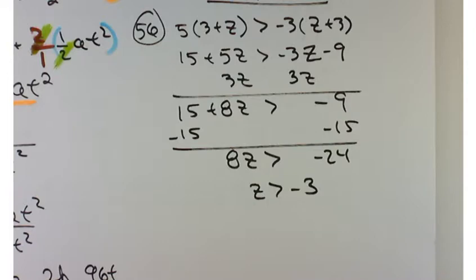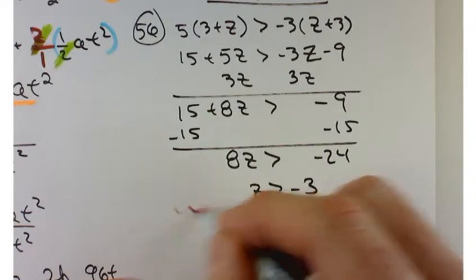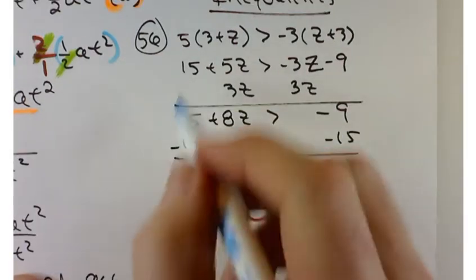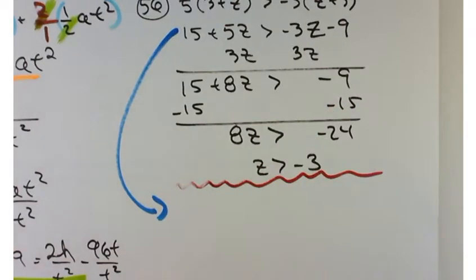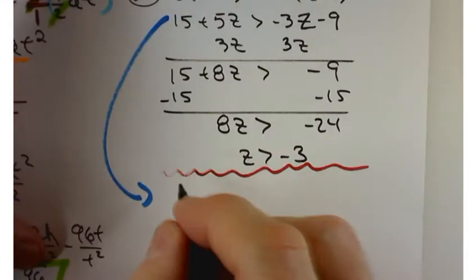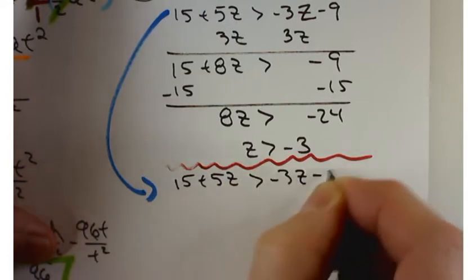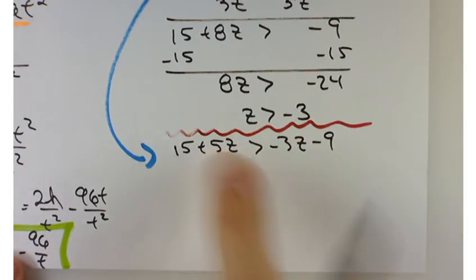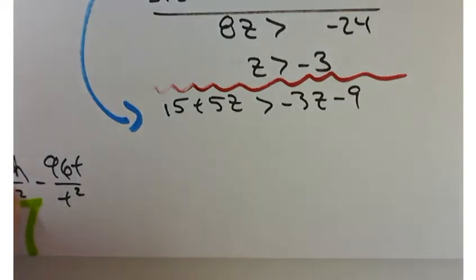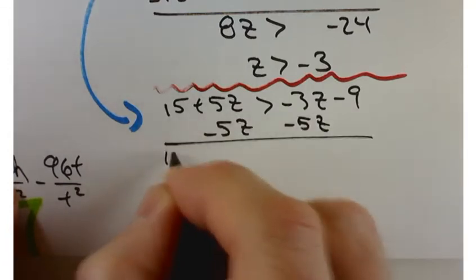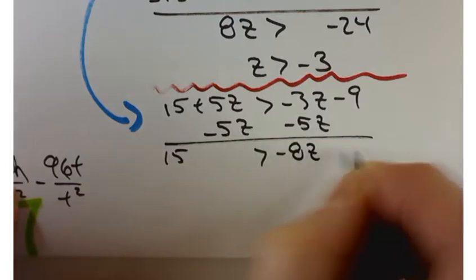But what if you forgot my little rule here that says, let's move things to the side with the largest coefficient? What difference would that make? Let's find out. Let's take this and resolve it starting here. So I'll go back to 15 plus 5z is greater than negative 3z minus 9. And instead of moving the 3z over here, let's move the 5z to the right-hand side. So I'll subtract 5z. And I get 15 is greater than negative 8z minus 9.